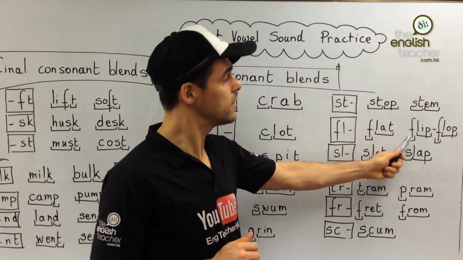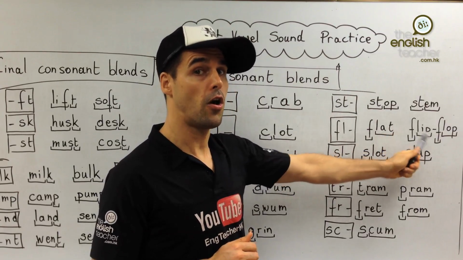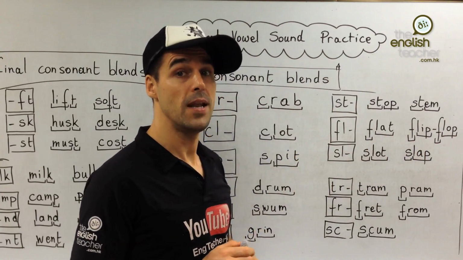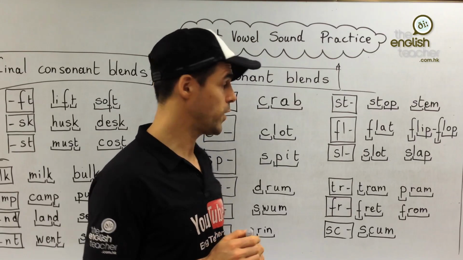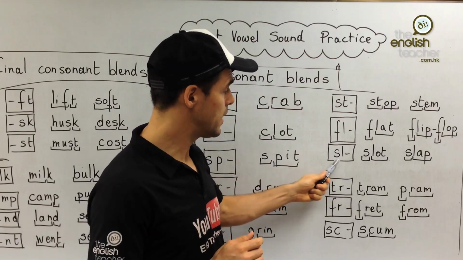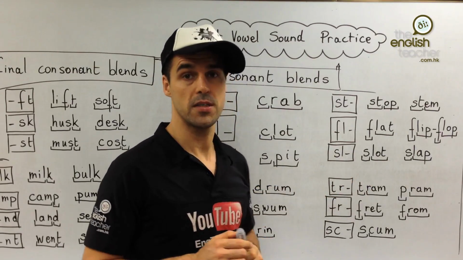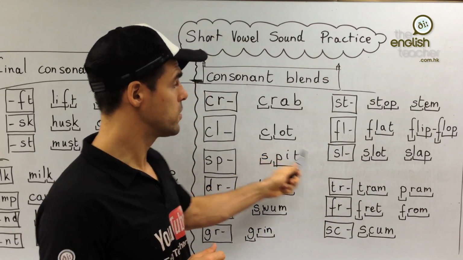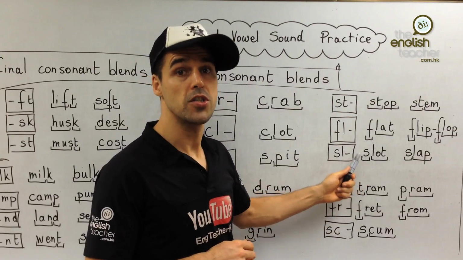The next one is a favorite of mine. It is flip, flop, flip, flop. It's a difficult one maybe. Flip, flop, flip, flop. The next one is SL. So we're going to say the last part first. So we're going to say lot, lot. We saw it here as well. Lot, lot. And then with an S, it is slot, slot.